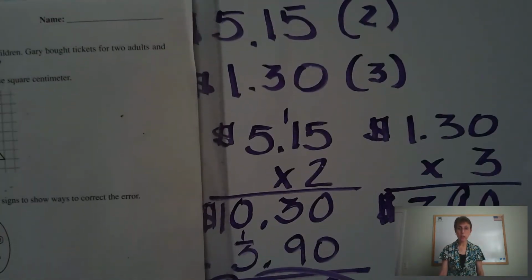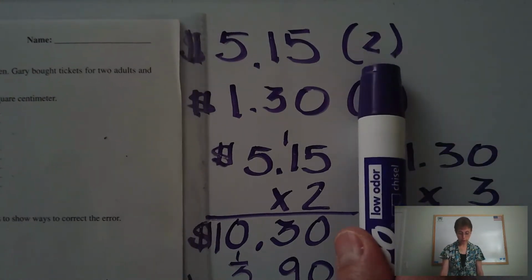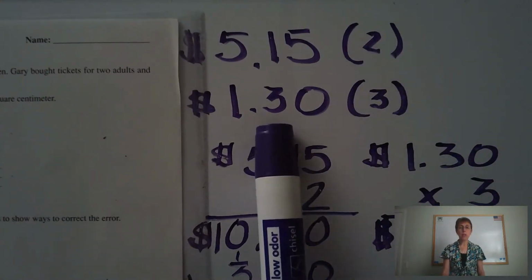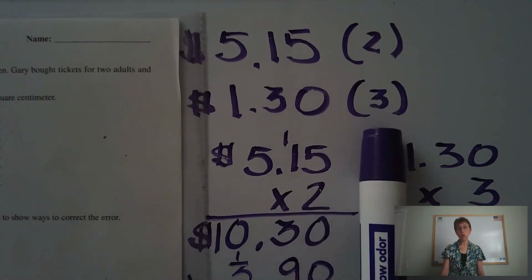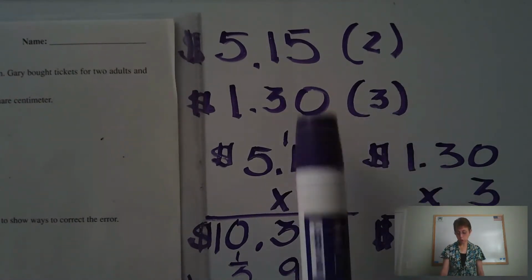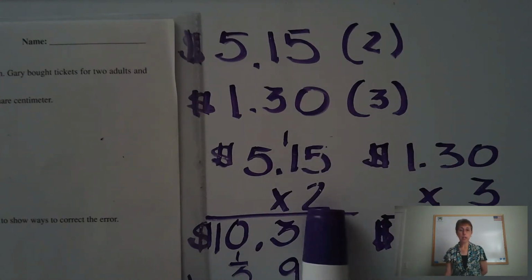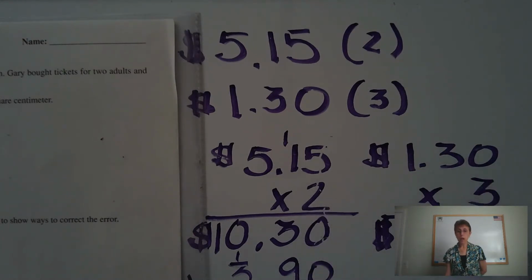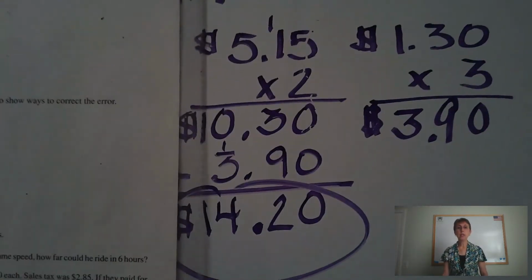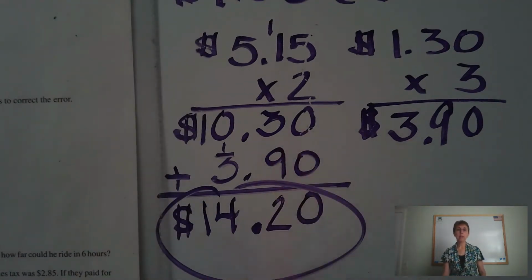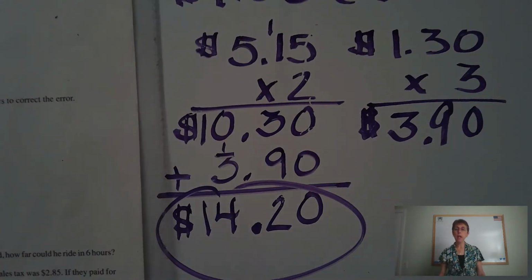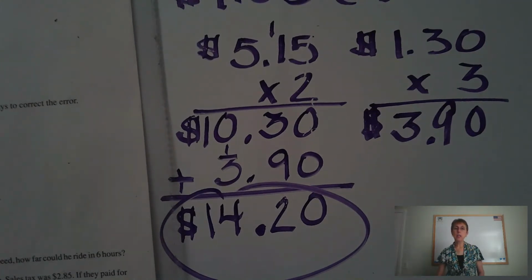So again, it was $5.15 for each adult ticket, and there were 2 tickets purchased. It was $1.30 for each child, and there were 3 children's tickets that were purchased. So you multiply the price of the ticket times the number of those tickets they needed, and then after you did that, then you took what we call those subtotals and added them together for that final total, or that grand total. So the final cost would be $14.20. Again, not difficult to do, just need to take your time and go through it step by step.